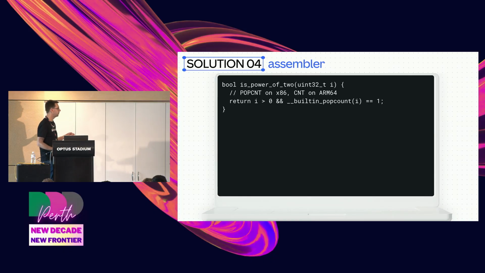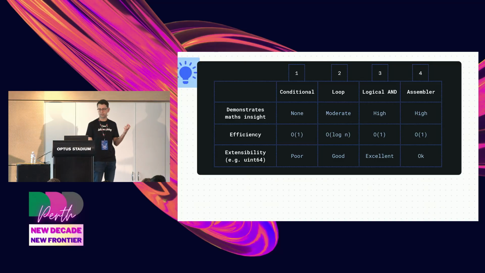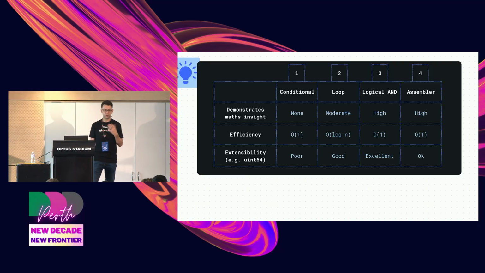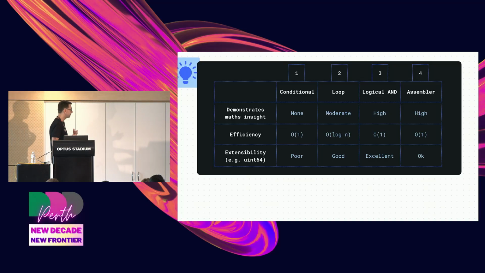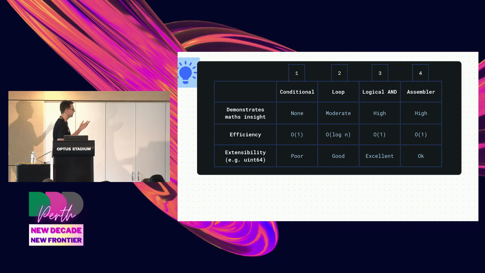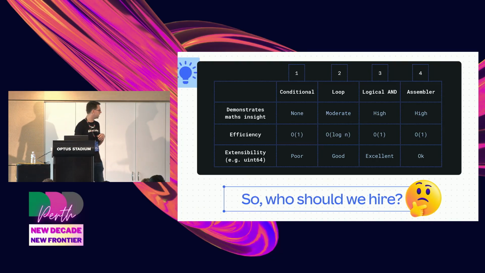But let's take these 4 and consider what they tell us about candidates. We'll consider 3 criteria. First, does the answer demonstrate a level of mathematical insight and an understanding of how numbers are represented within computers? Second, how does the answer fare in terms of efficiency? And third, how extensible is it? If later on we need to switch it to, say, a 64-bit number, are we going to have to go back and change the code? So here's how I think the solutions rate. And the question is, which one would we hire?